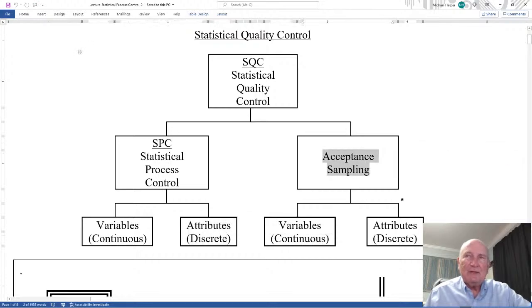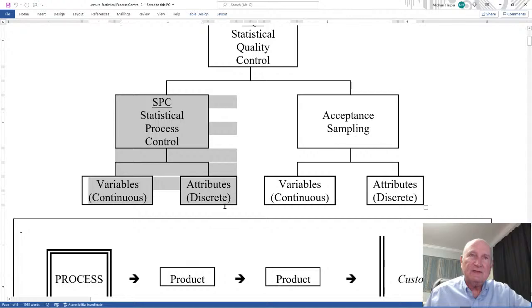Now, acceptance sampling really is based on the statistical theory of test of hypothesis, and process control charts is based on the statistical theory of confidence intervals. We will not cover acceptance sampling in this lecture. In this lecture, we will just focus on process control charts, which is based on confidence intervals.